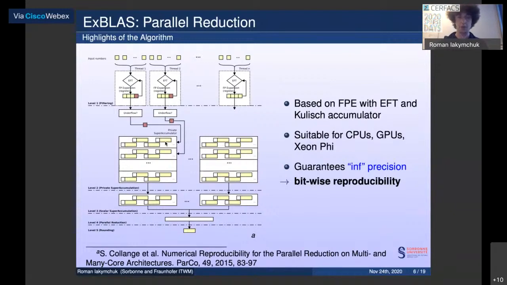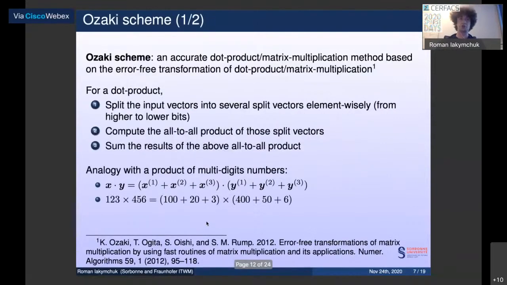It usually happens that we have one superaccumulator shared between a group of threads or within one warp, and then we do reduction within one node or within one block, and so on. Finally, we end up with one superaccumulator that we round to the target precision. So thanks to that, we keep every bit of information. The other solution is the Ozaki scheme.